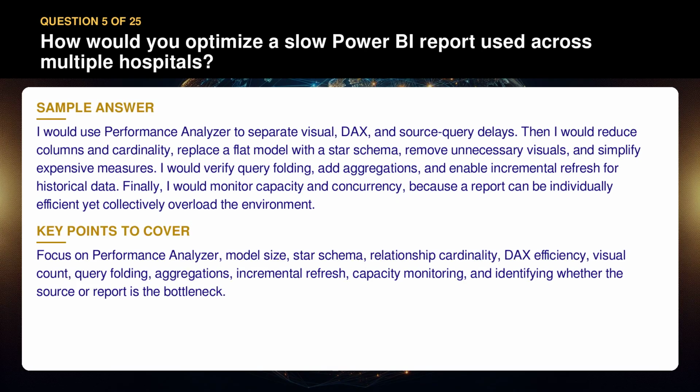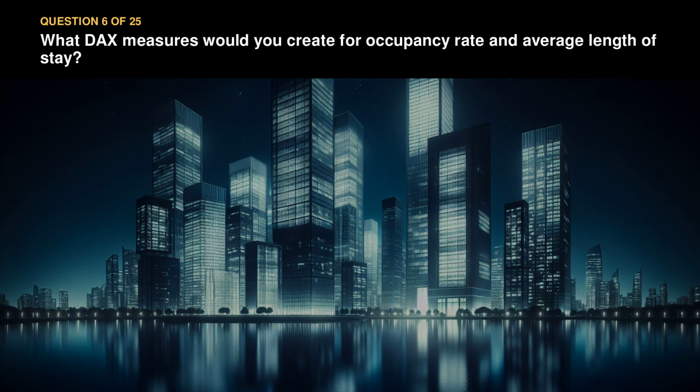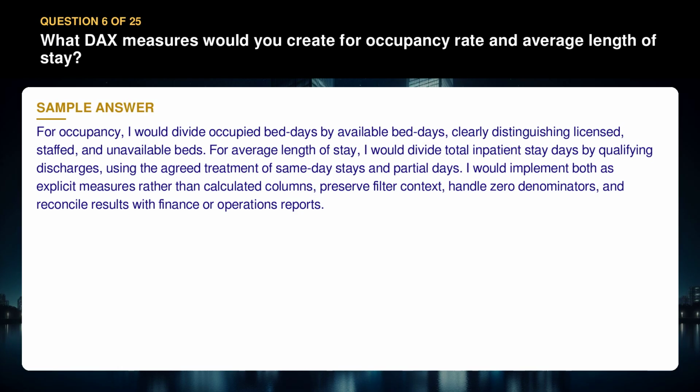Focus on Performance Analyzer, model size, star schema, relationship cardinality, DAX efficiency, visual count, query folding, aggregations, incremental refresh, capacity monitoring, and identifying whether the source or report is the bottleneck. Question 6. What DAX measures would you create for occupancy rate and average length of stay? For occupancy, I would divide occupied bed days by available bed days, clearly distinguishing licensed, staffed, and unavailable beds.